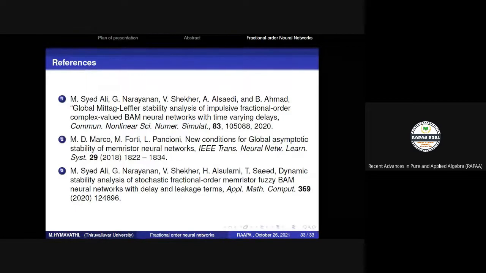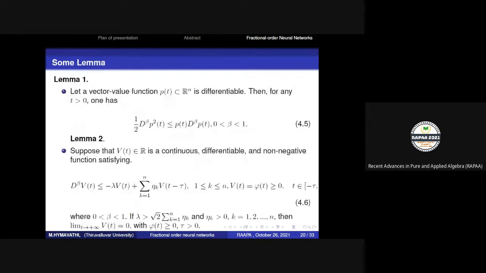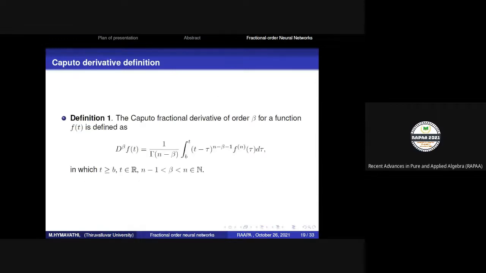I have a question. Hymavathi, can you please go to slide number 19? Yes, just the definition. Here n takes the value from the natural number set. So what will be the case when beta is equal to n?